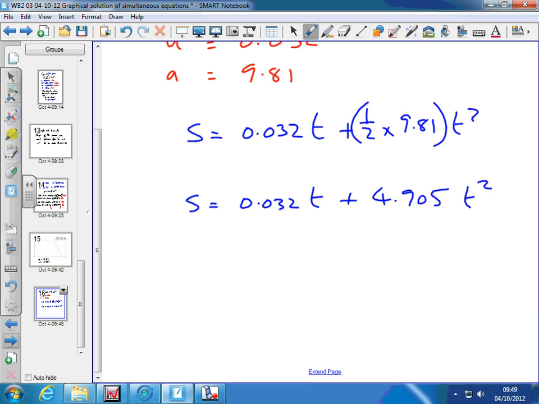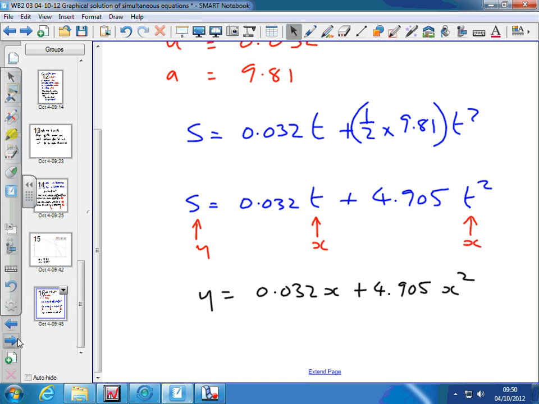And now, if you think back to the function we plotted in the first place, we now know our values for U and A. So we had S on the y-axis and T on the x-axis. So what we're going to plot in Autograph, y equals 0.032x plus 4.905x squared.